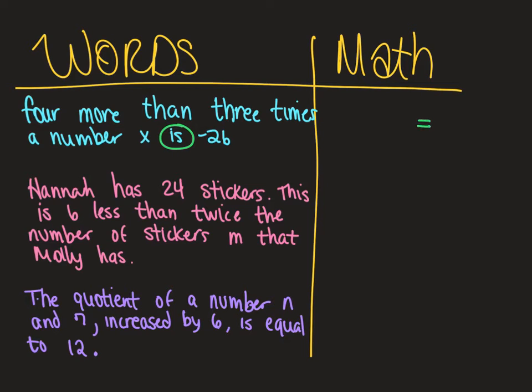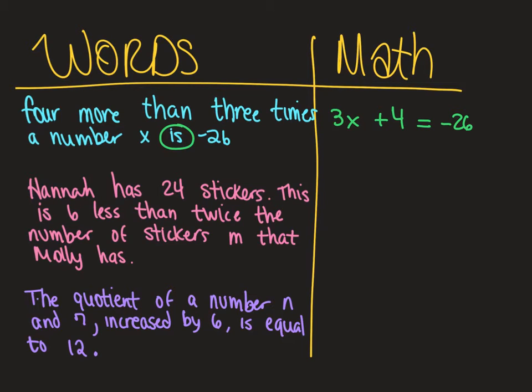So I'm going to write an equal sign. All the words that are before is go here. Whatever's after is goes here. So that's pretty easy. Negative 26 is going to go there. 4 more than, we just talked about this in the review, has to look like that. 4 and then the plus sign's up in front. 3 times a number x. We talked about that in the review. We're going to smush the 3 and the x together. No dot, and the 3 has to be first. And we're done.